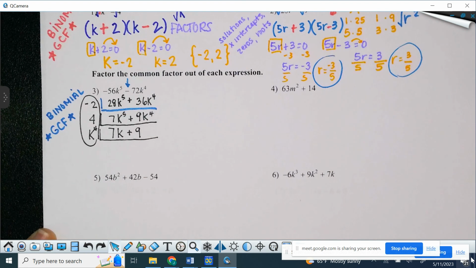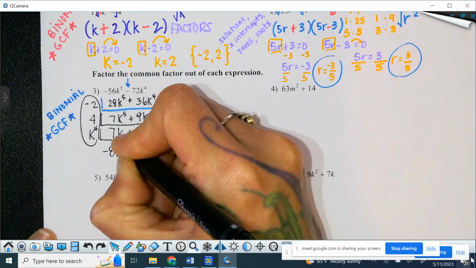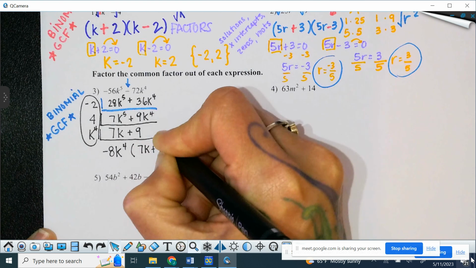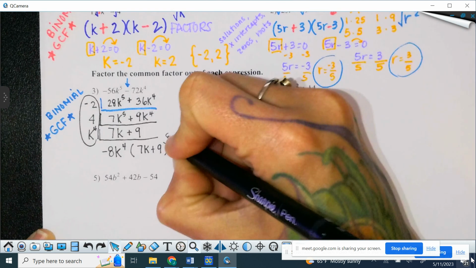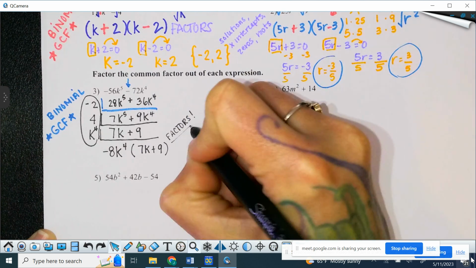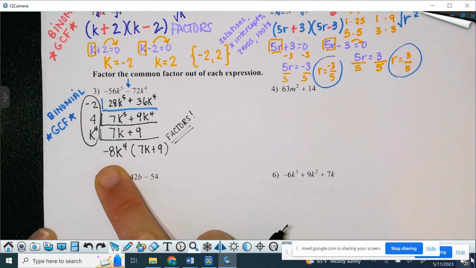Negative 8, and then times k to the 4th. Open parentheses, put your last hockey stick. You have now solved by factoring GCF. So this is your factors. For sake of time, we're not going to do it, but if we wanted to solve, you would take the first one, set it equal to 0, and the second one and set it equal to 0.